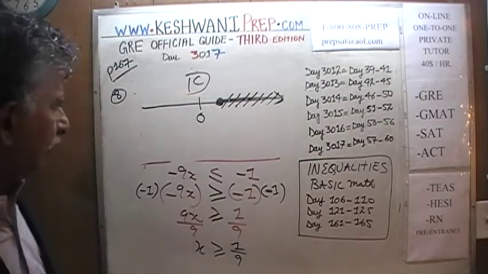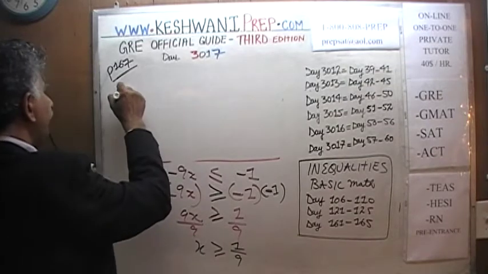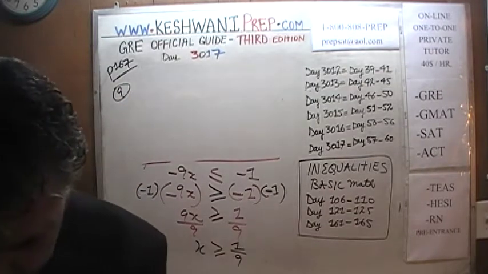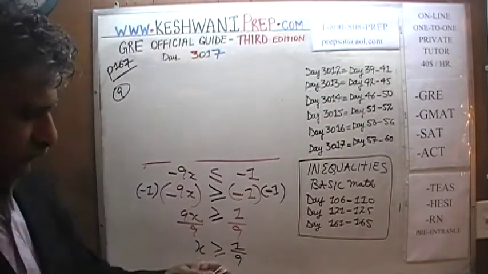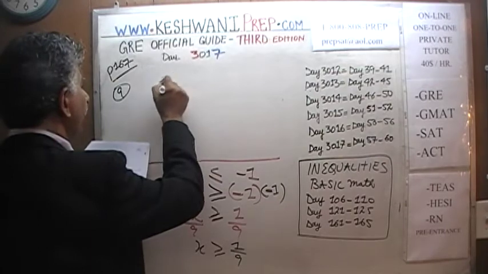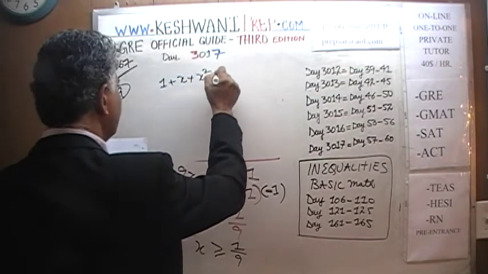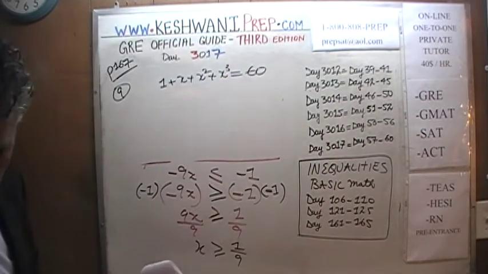As I said, work on those. Number 9. In number 9 it says, we are told that 1 plus x squared plus x cubed is 60. This is given to us. And the question that they're asking is, what's the average?